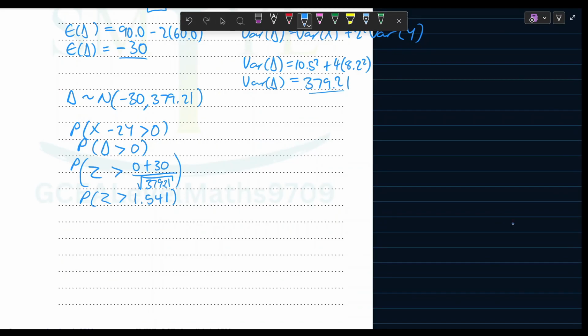And to find this probability, that's 1 minus phi of 1.541, and we need to read off the value of phi of 1.541 from our tables. So that's 0.9383, and if we subtract 1 minus 0.9383, we get 0.0617, and that's our final answer.